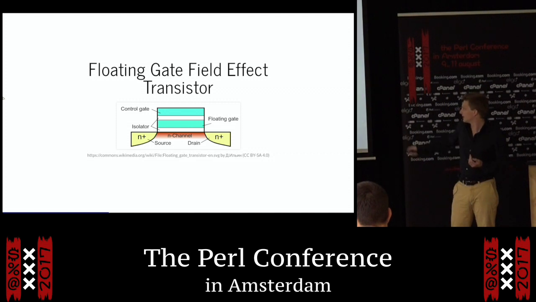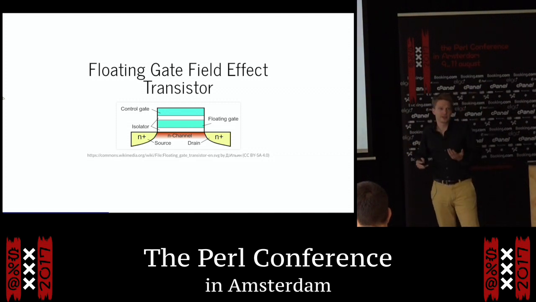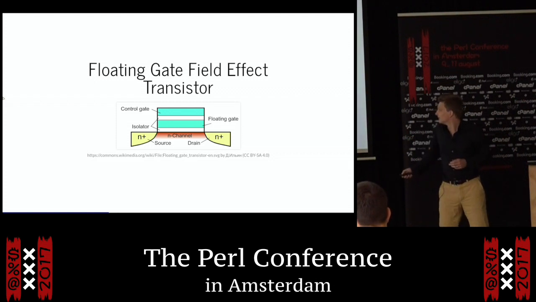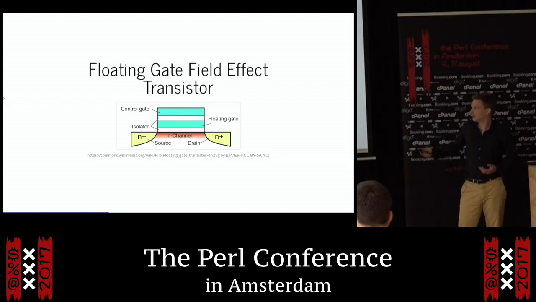But you also have a floating gate in the middle. Floating means it's isolated. It's not connected electrically to any component. And if you put electrons on there, then you charge the floating gate, and then the transistor blocks the current. And so that's how you program a floating gate field effect transistor.